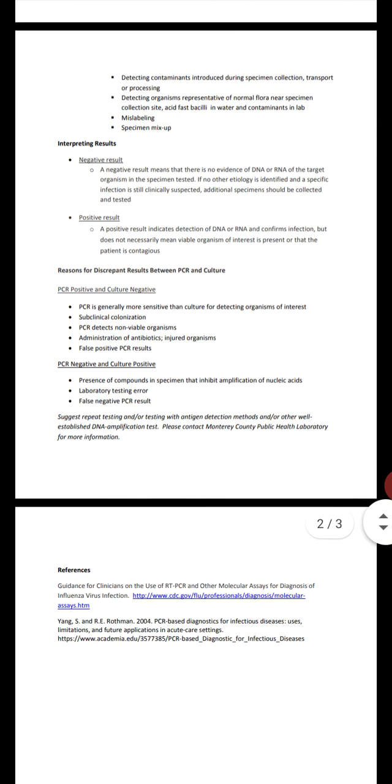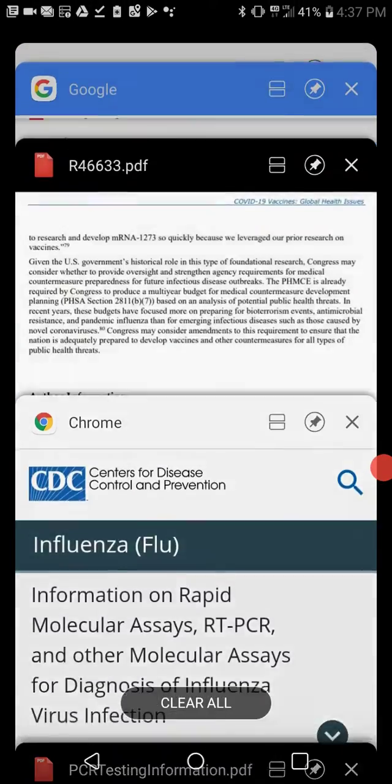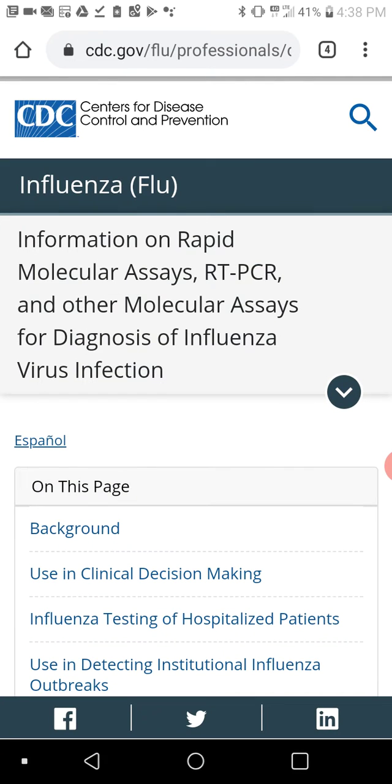But this information led me to this CDC flu professional influenza site. I'm like, okay, I'll track it down. I'll go check it out. Let's see where you are. So here we are. This is the site, and I'll include all the links.